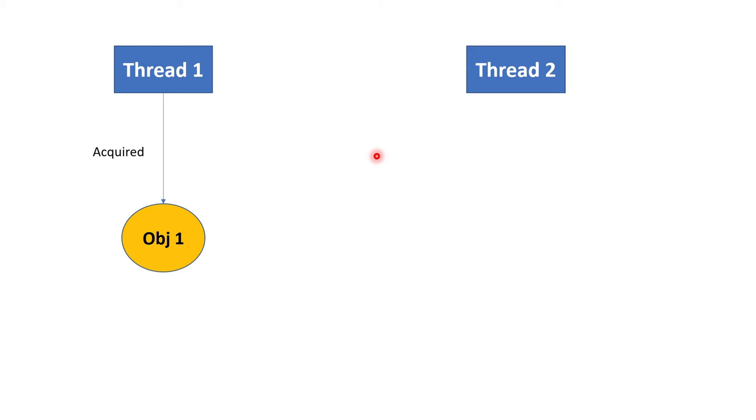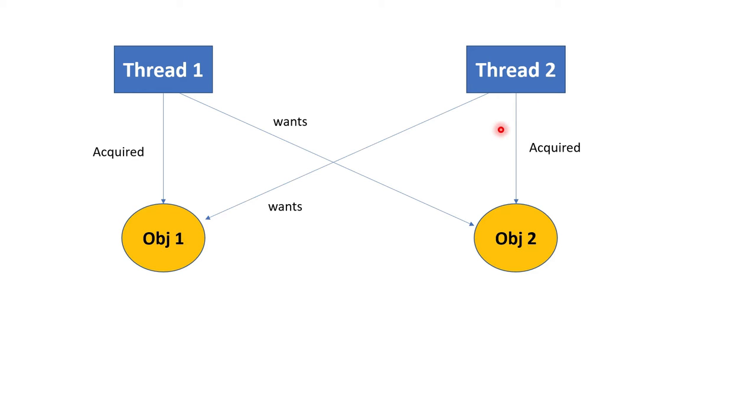Suppose we have a thread called thread 1 which acquired the lock of object 1 to perform some work. Then you have thread 2 which acquired the lock of object 2 to perform some work. Now thread 1 wants the lock of object 2. For that, thread 2 has to release the lock. And thread 2 wants the lock of object 1.